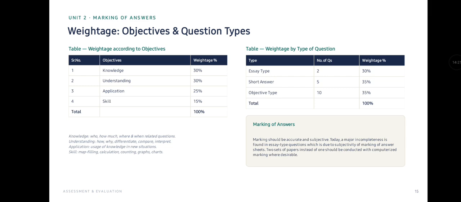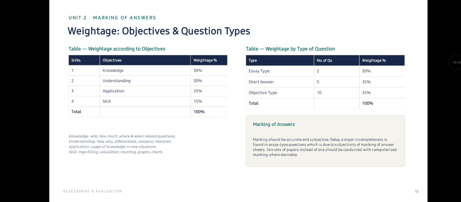Next, we'll go through weightage and objectives and question paper. Question types: knowledge comes at 30% weightage, understanding 30%, application 25% weightage, skill 15%, total 100% weightage. Now type: essay type, number of questions 2, weightage 30%; short answer, number of questions 5, weightage 35%; objective type, number of questions 10, weightage 35%; total 100%.